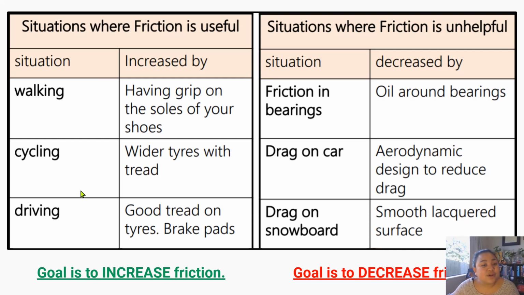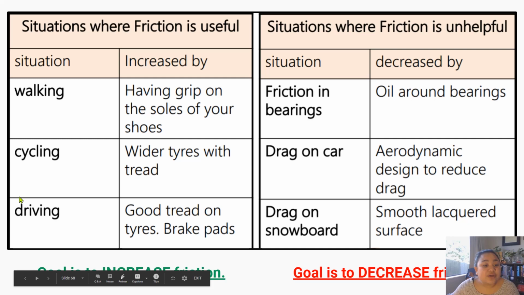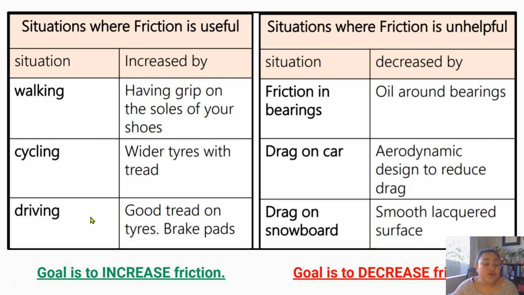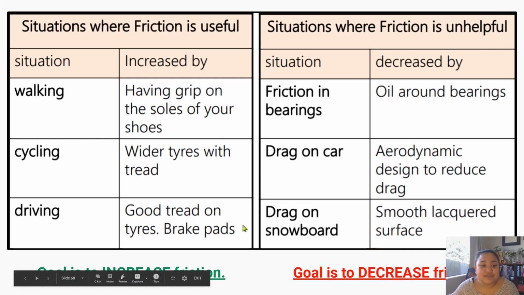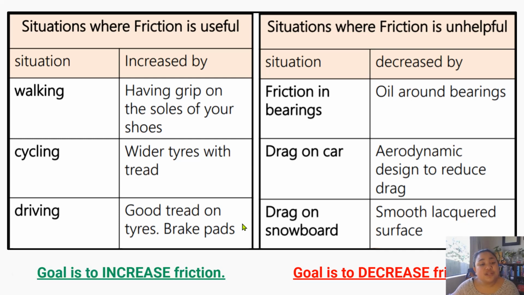And the other situation where friction is useful is while you're driving, because you don't want your car slipping off the road when you're turning a corner. And so we increase friction by having good tread depth on tires and having brake pads. So when friction is useful, you want to increase this friction. And this is usually done by increasing the amount of contact two surfaces have on each other.